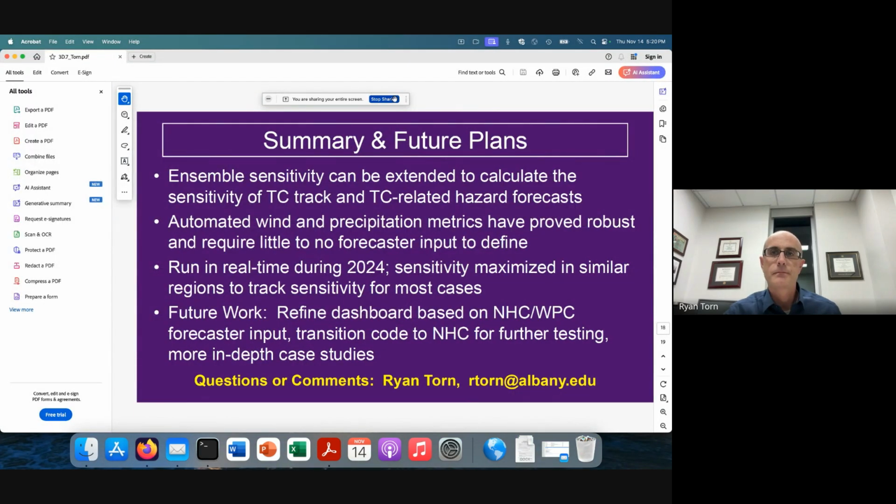Thank you, Ryan. And our last presenter for the session is Sarah Ditchek from the University of Miami, and she'll be sharing an update about the work she's doing about targeted dropsondes on TC forecast and HAFS.